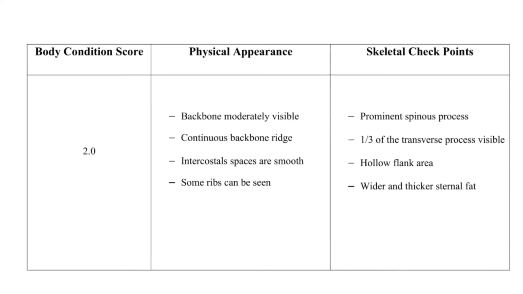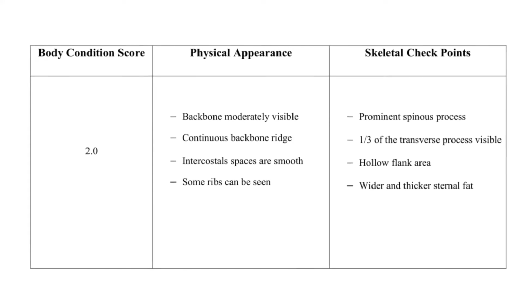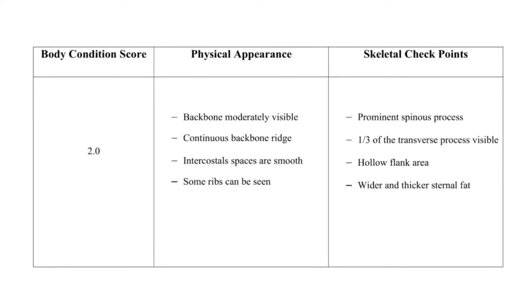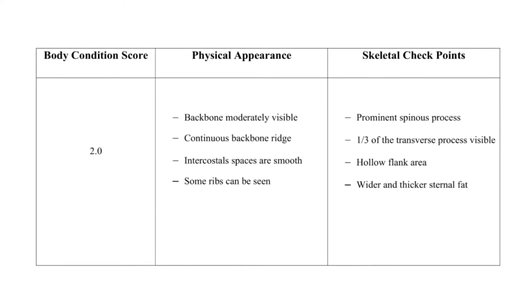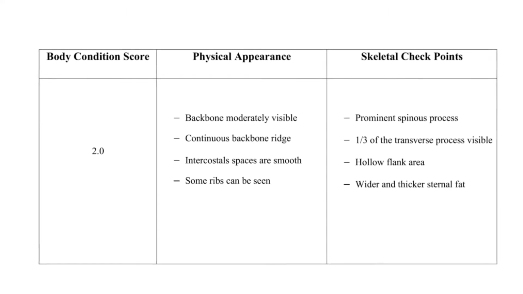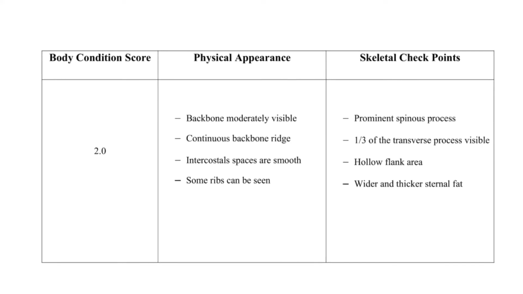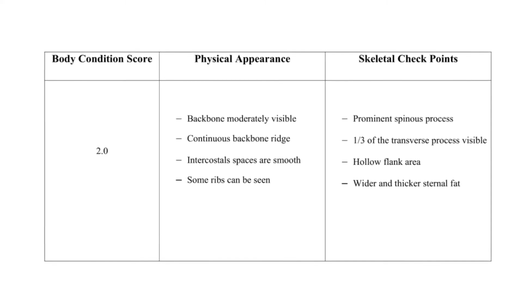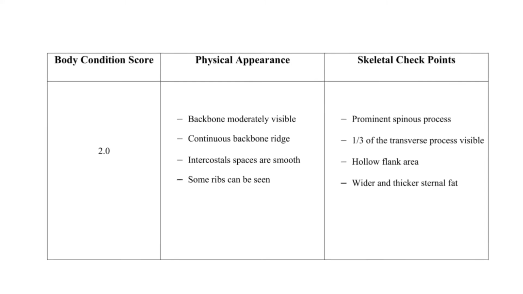Animals with a body condition score of 2, the backbone will be moderately visible. The backbone would have a continuous ridge and the flank would appear hollow. The intercostal spaces would appear smooth and some ribs will be seen on the animal. The spinous process would feel prominent. 1/3 of the transverse process would be visible. The fat on the sternum would feel wider and thicker.